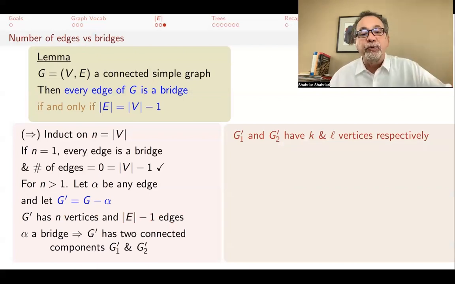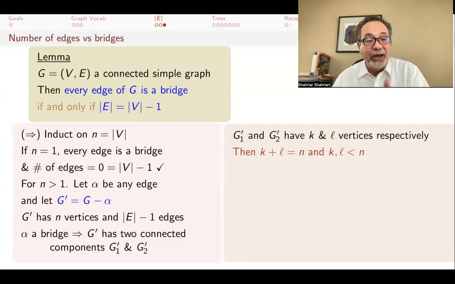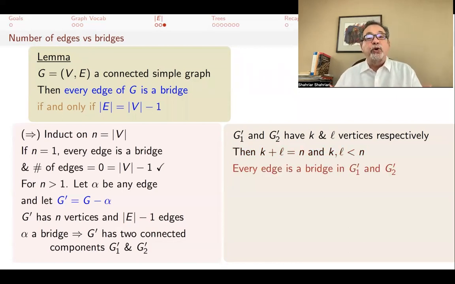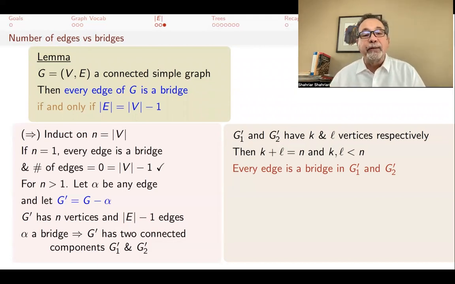Now, I don't know how many vertices went to G1 prime, how many went to G2 prime. So let's say K of them were in G1 prime, L of them were in G2 prime. But whatever those are, this K and L will have to add to N. That was the number of vertices that we had. And they're both less than N. The fact that they're less than N means that these are graphs that I can use induction on. They're smaller graphs. They have fewer vertices. And every edge in each of those is a bridge because nothing has happened to the bridgeness of the edges. It used to be a bridge before in the bigger graph. Now that we have just taken one edge out, the other guys are still a bridge. And so I can apply induction.